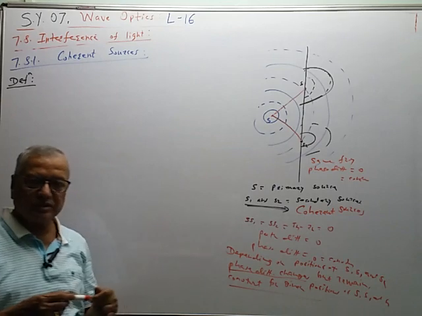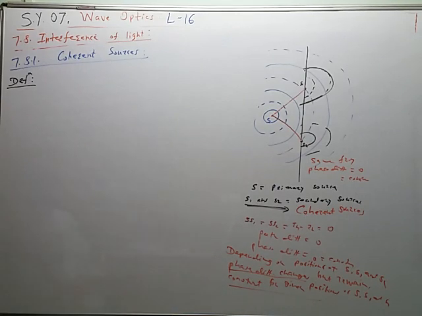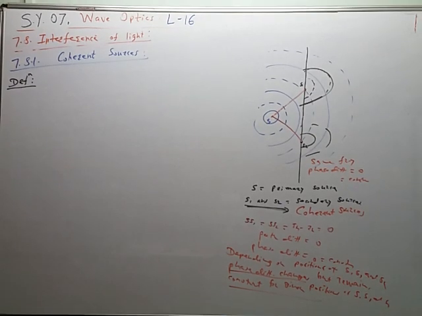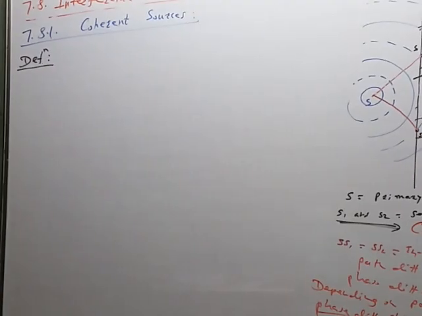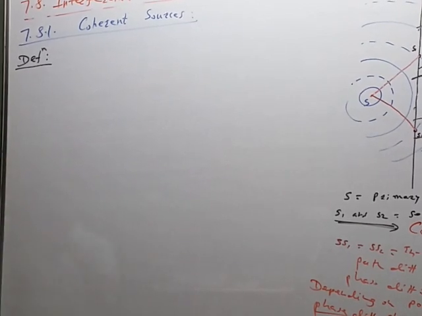So such sources are called coherent sources. So the definition of coherent sources includes 3 points, which are like this. Now we will give the definition of coherent sources.